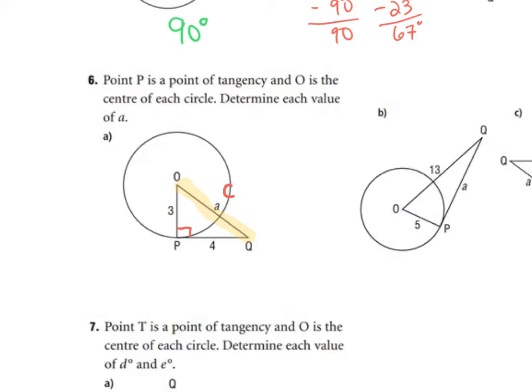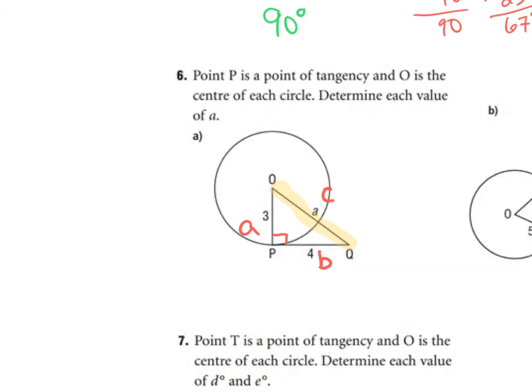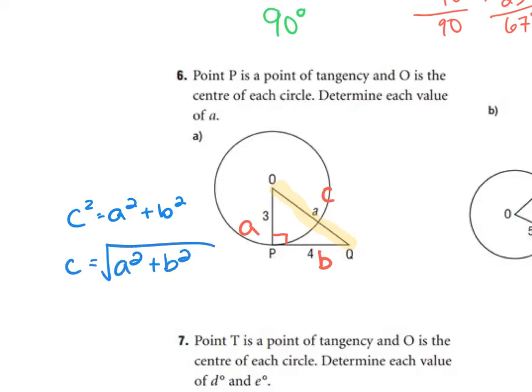So I'm actually going to label it C to use my Pythagorean theorem. And then I'm going to label A and B. And then remember, C squared equals A squared plus B squared. So C is going to be the square root of A squared plus B squared. So it's going to be the square root of 3 squared plus 4 squared. I'm going to plug that into my calculator really quickly. You can do that too. 3 squared plus 4 squared, square rooted. That means that C is 5.